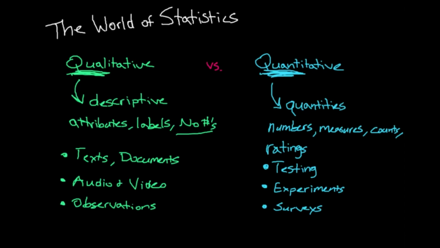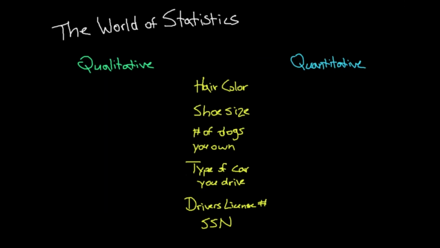So that's kind of the difference, just wrapping up the differences here. Qualitative is usually descriptive. There's attributes, labels, usually no numbers are involved. Generated through text, documents, audio, video, observations. Looking at quantitative data, of course, they're quantities, right? Numbers, measures, counts, ratings. They're usually through testing, experiments, and surveys. So that's how we generate quantitative data, and this is how we generate qualitative data. So here we have some examples of data in yellow down the middle, and let's just quickly walk through these and label them either as qualitative or quantitative data.